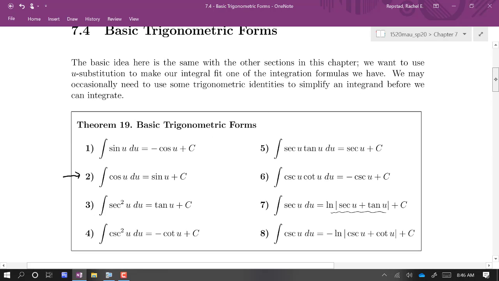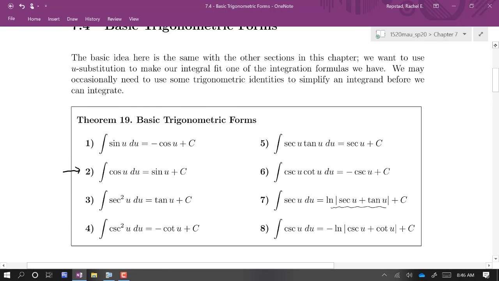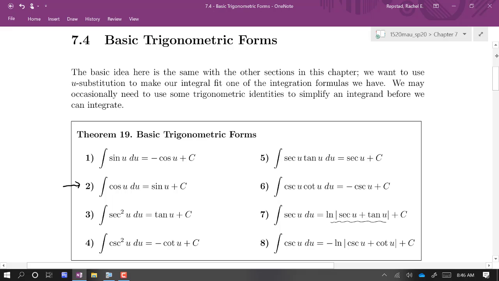Sometimes, in addition to finding the right substitution, sometimes we need to use some trig identities to help us rewrite. So, generally our tools are u substitution and algebra. Now we're going to add to that, sometimes we'll need to use a trig identity.